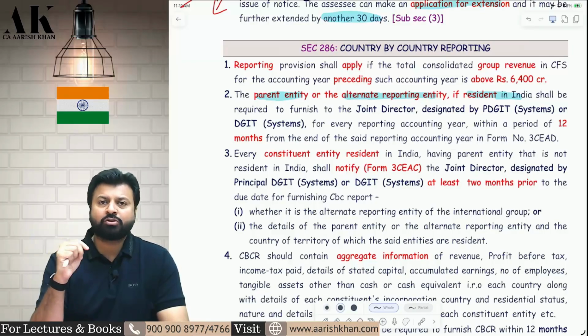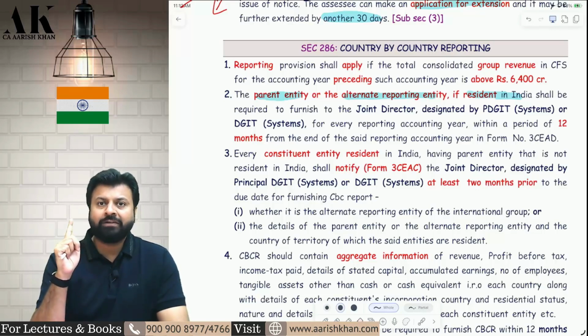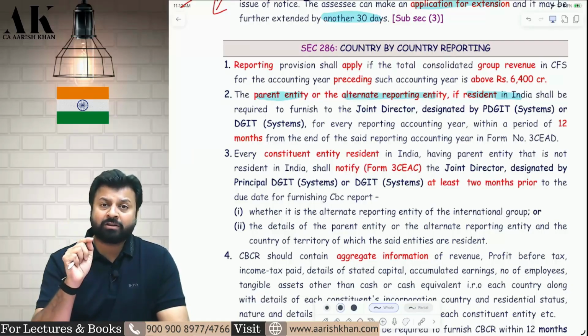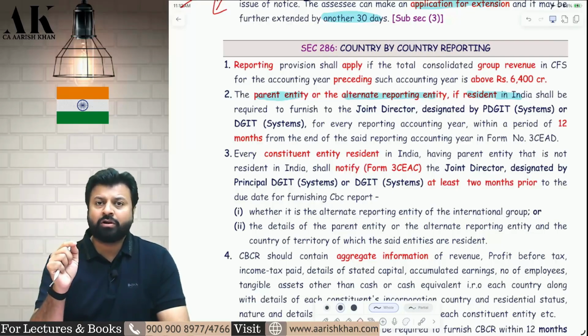But sometimes what happens is Sony Japan designates that power, that particular responsibility, to Sony India. Sony India is not a parent company. Sony India is a constituent entity. So if the parent has designated that authority and responsibility to the subsidiary, to the constituent entity, then that constituent entity is called an alternate reporting entity. So if the parent designates the power to file CBCR in some other country, then whichever country that other subsidiary is located in, that entity will be called the alternate reporting entity.